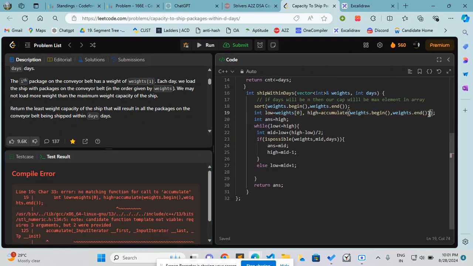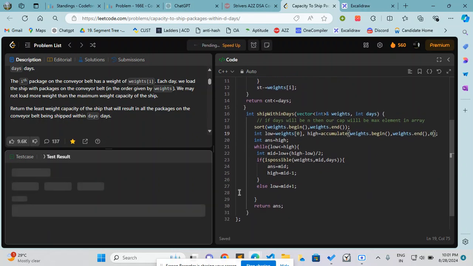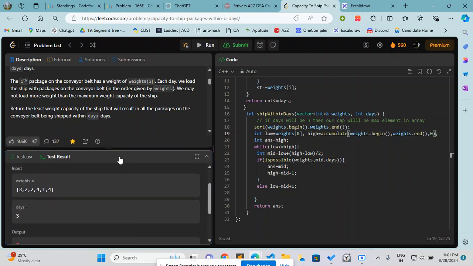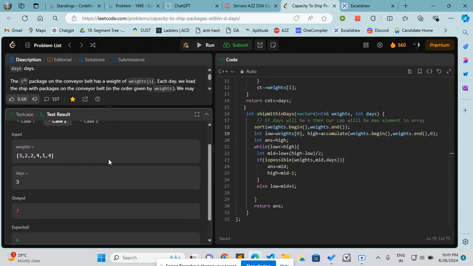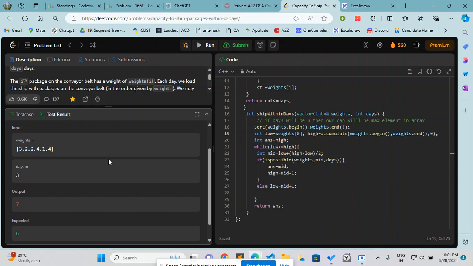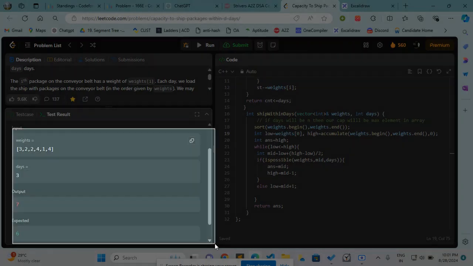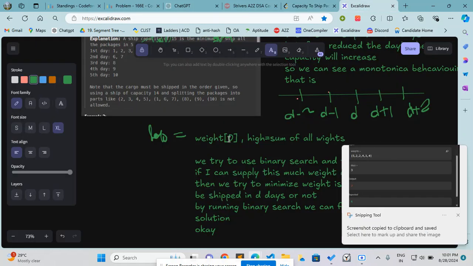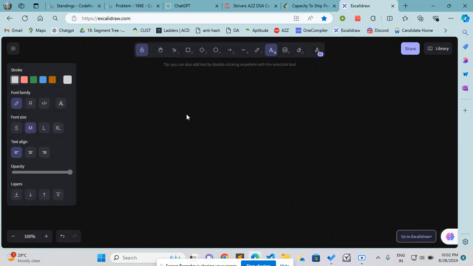Yeah, there it is. We gave one wrong answer for this test case. Let's see why our code is wrong. This is our example which is wrong.